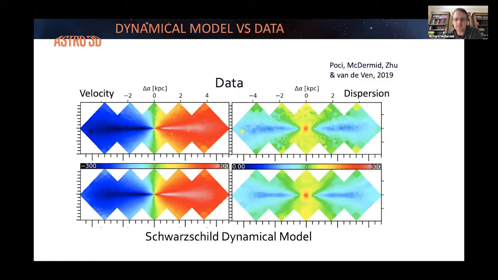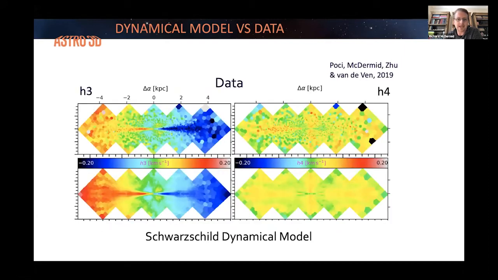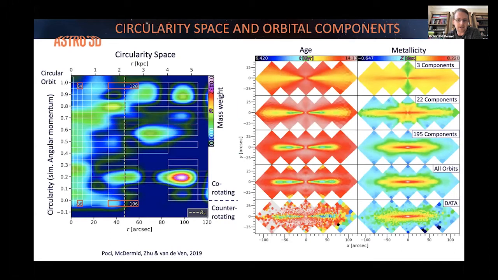So we'll start by building the dynamical model. Here we're looking at the data at the top and the model at the bottom for the velocity and dispersion fields. This is basically to convince you that the dynamical model is good. The higher order moments are also rather well fitted. And then it comes to the chemical components.